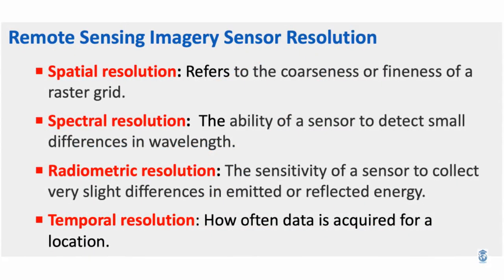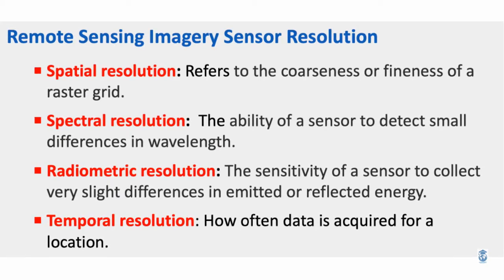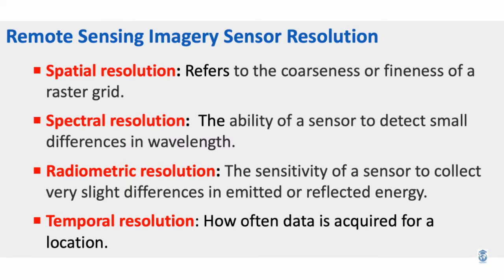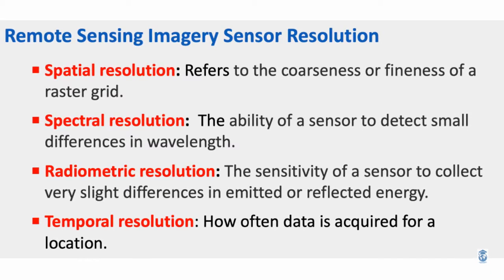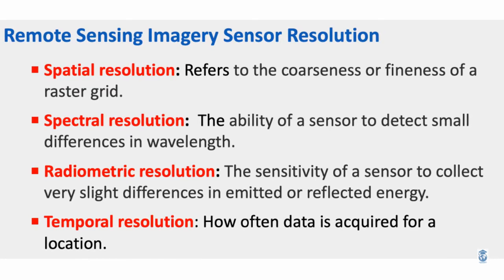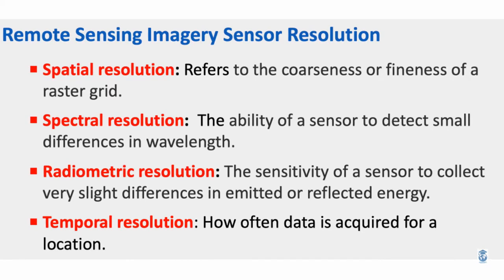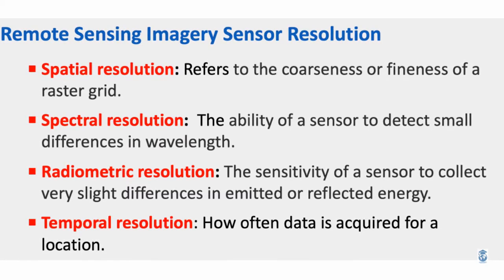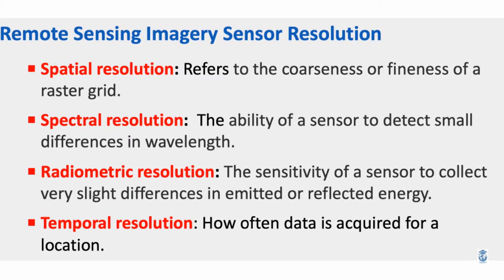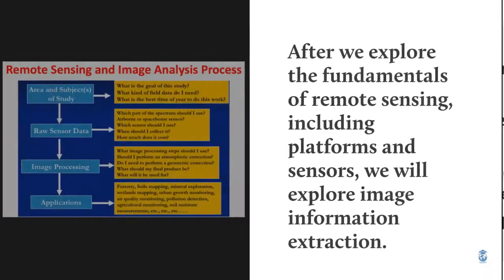Sensor resolution is going to come in a variety of forms. There's spatial resolution, which refers to the coarseness or fineness of a raster grid. Spectral resolution, which is the ability of a sensor to detect small differences in wavelength. Radiometric resolution, which is the sensitivity of a sensor to collect very slight differences in emitted or reflected energy. And temporal resolution, how often is data acquired for a location.